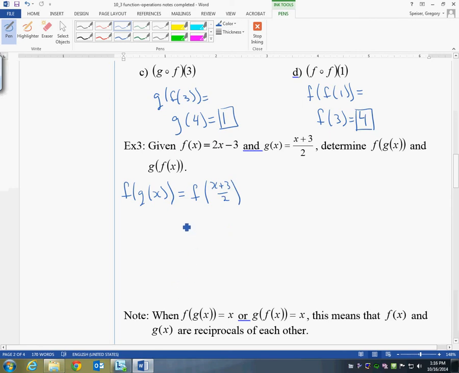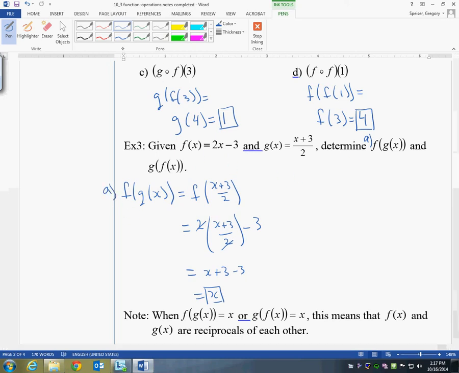Now, wherever I see an x here, I'm going to substitute (x plus 3) over 2. So it's going to be 2 times (x plus 3) over 2, minus 3. So what do I get? Well, this 2 is going to cancel out with this 2 here, so I'll get x plus 3 minus 3. So I get x. There's my answer for the first part. I'll count that as A.